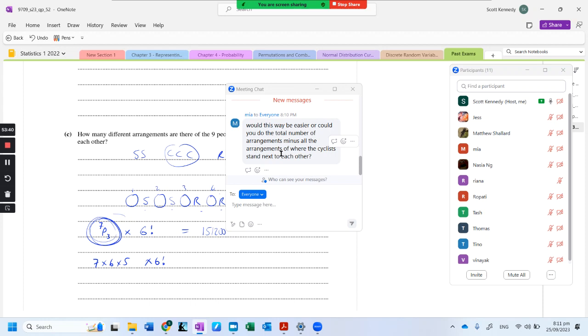I see you've got one here, Mia. Would this way be easier, or could you do the total number of arrangements minus all the arrangements where the cyclists stand next to each other? Yeah, you could do that. You could do that too.